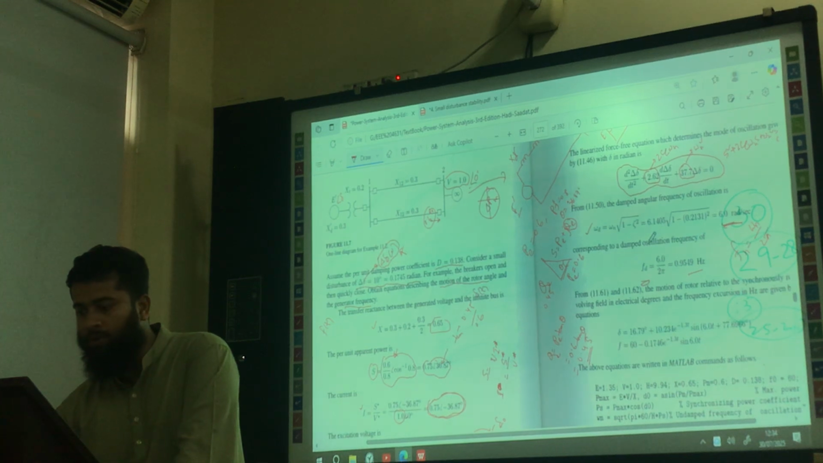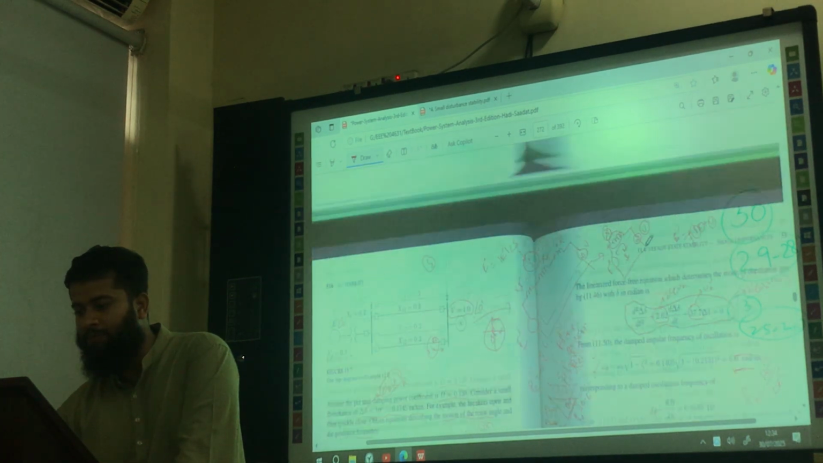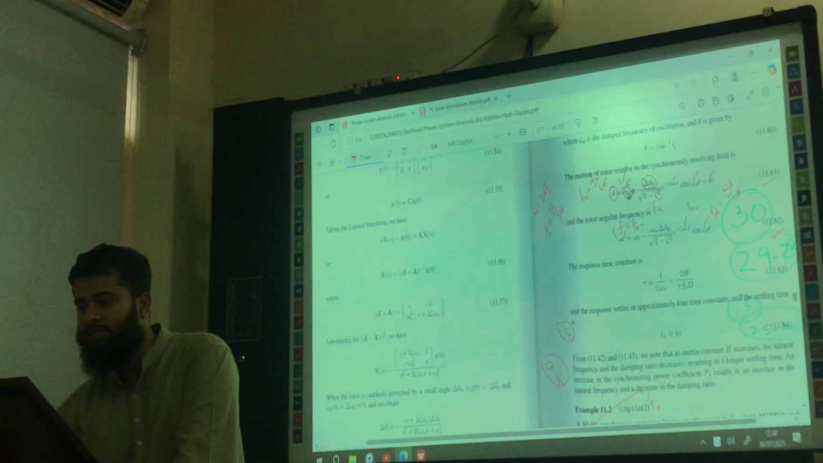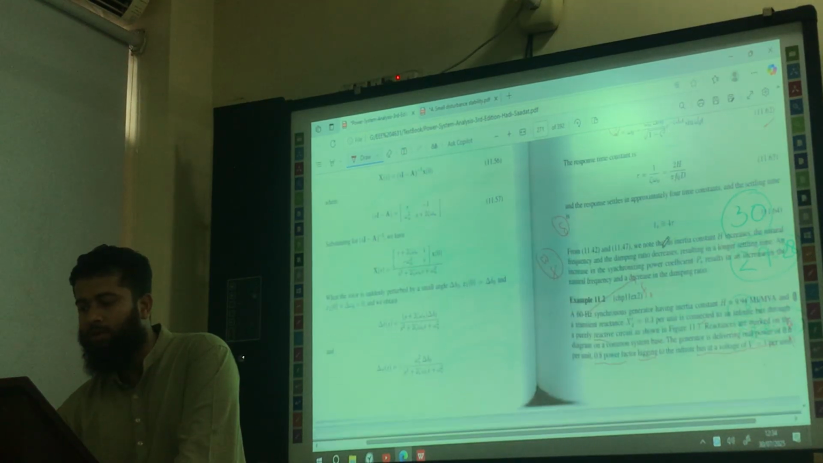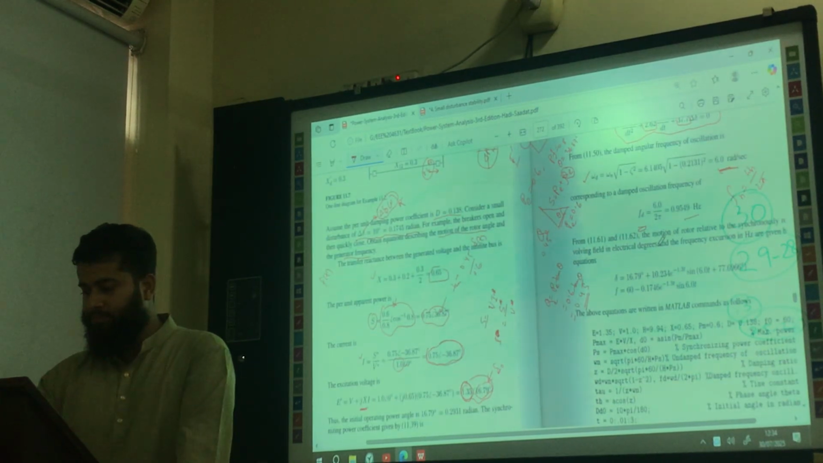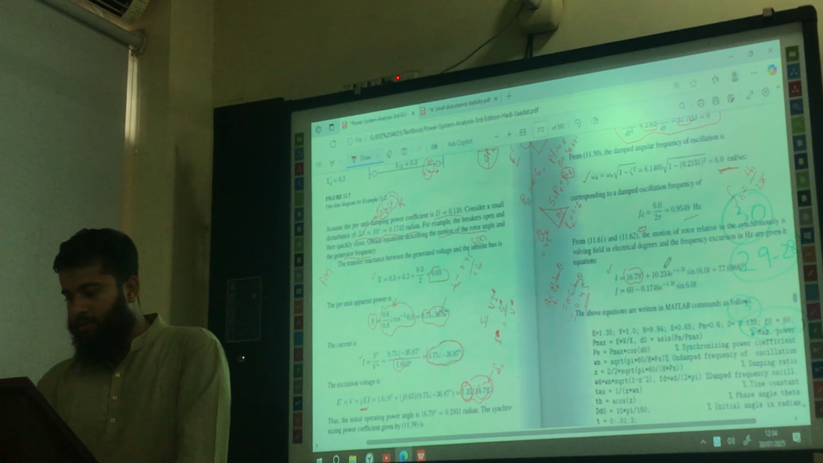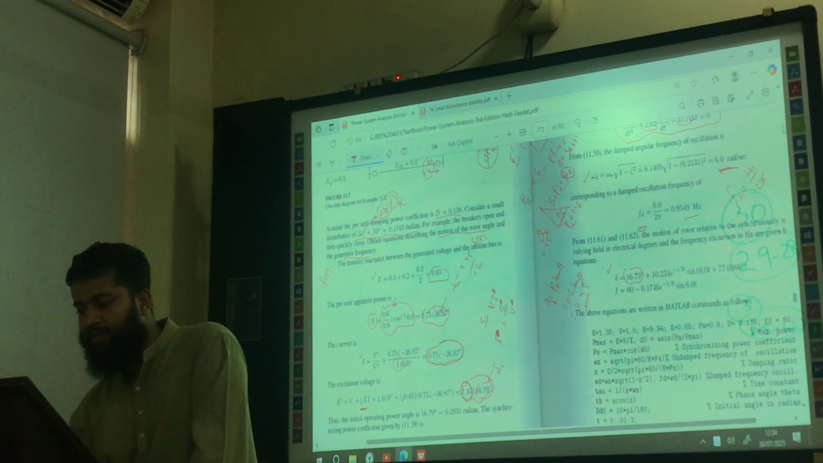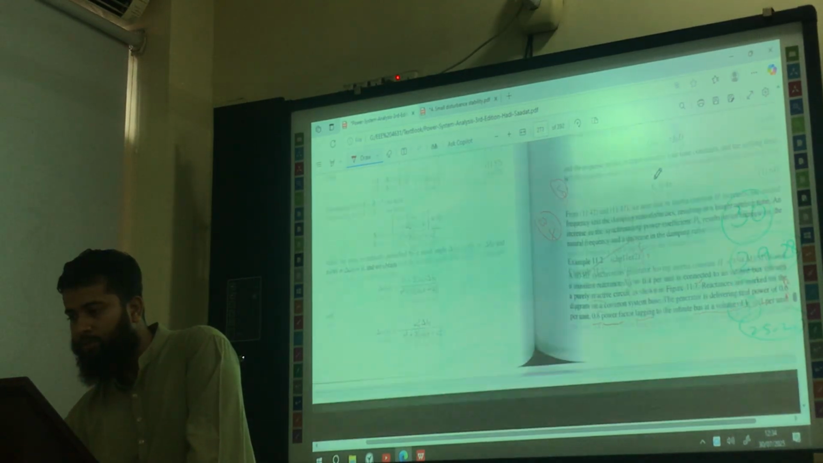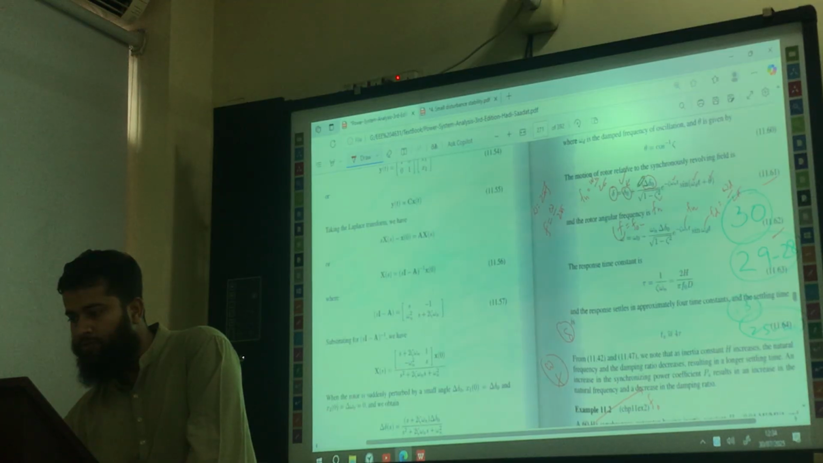Now we know all the parameters. Now we can apply this formula: delta equals delta naught plus this term. So look, this is the delta. This is your delta naught, plus here this term, delta naught over root of 1 minus zeta square, right?